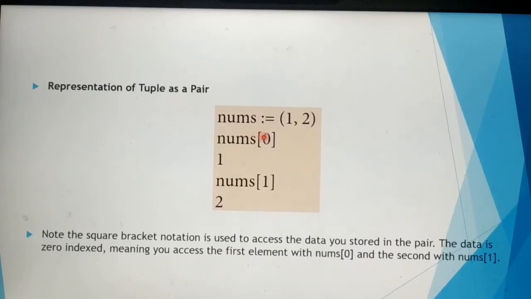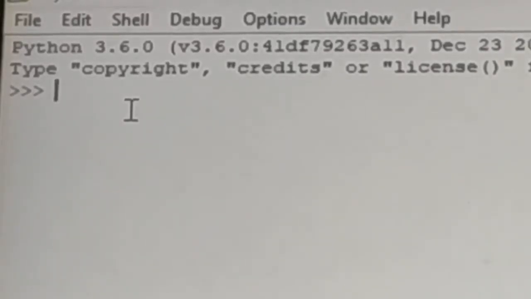Here nums of 0. 0 means its 0th element is going to be displayed. 0th element is 1. Next nums of 1. 1 means first index value only displayed. Here 2 is the first index value. Here note the square bracket notation is used to access the data you stored in the pair. The data is 0 indexed, meaning you access the first element with nums of 0. First element is given in the index of 0 and the second element is given in the index of nums of 1. Its index value only 0 and 1.